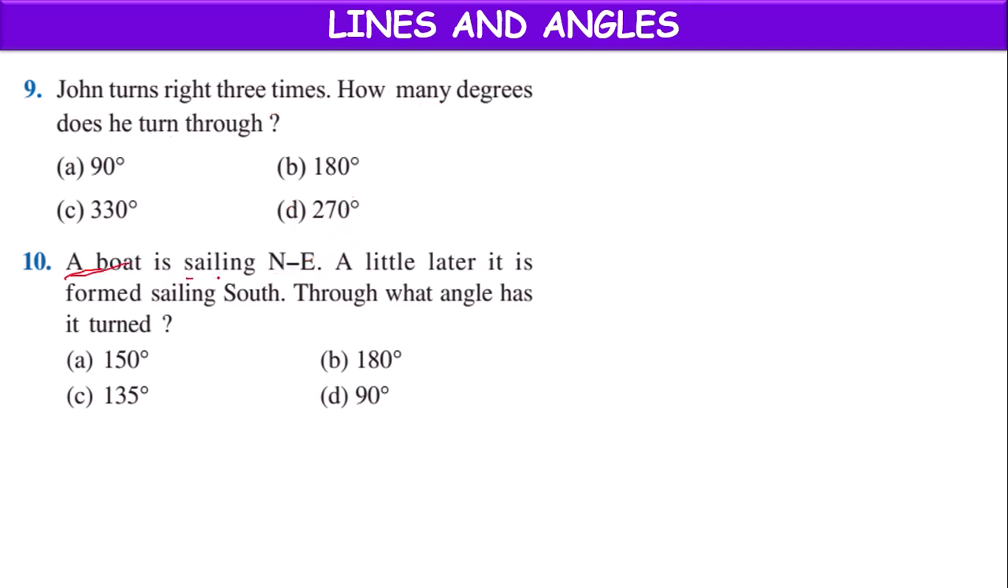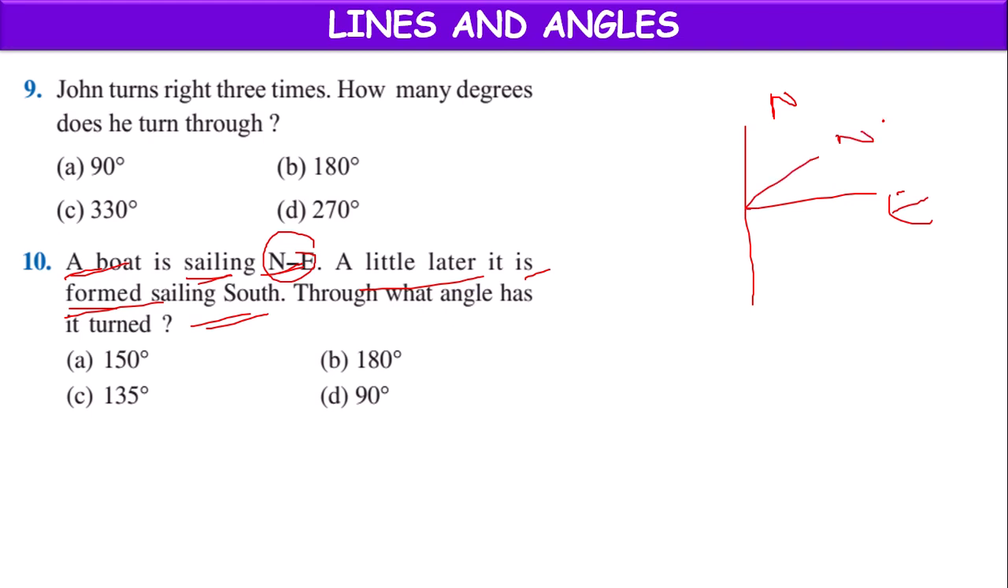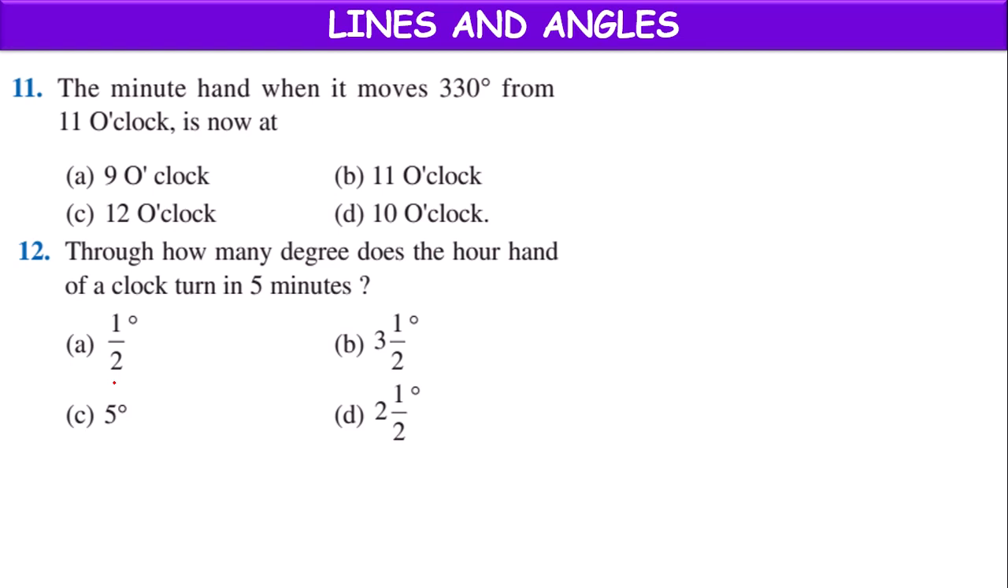Next. A boat is sailing in the northeast direction. A little later, it is found sailing south. In the beginning, it was moving in the northeast direction, but finally they have observed it is moving in the south direction. So through what angle has it moved? Here, one part, second part, third part. Each small part is equal to 45 degrees. 45, 45, 45, which is equal to 135 degrees.